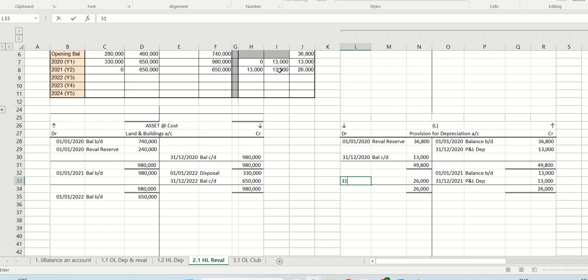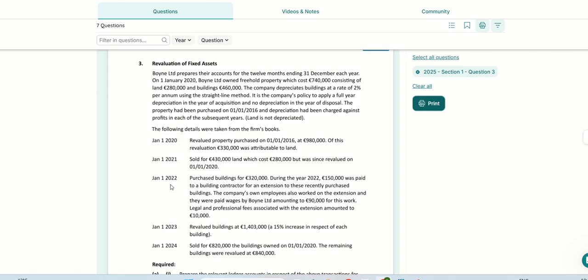Balance CD above the total. 26,000. Lovely. Okay, so we're ready now to start 2022. Okay, so let's go look what happened in 2022. We purchased a new building.